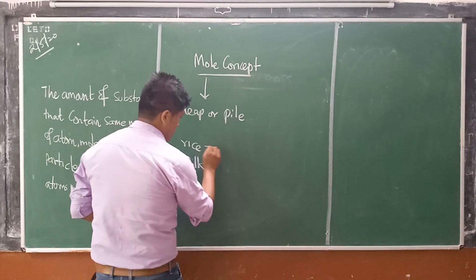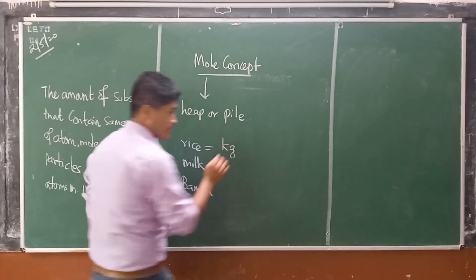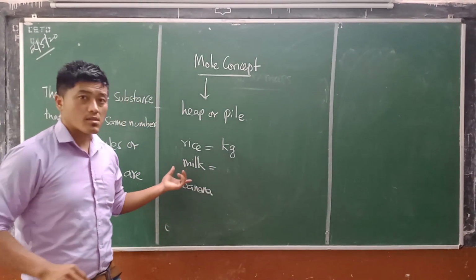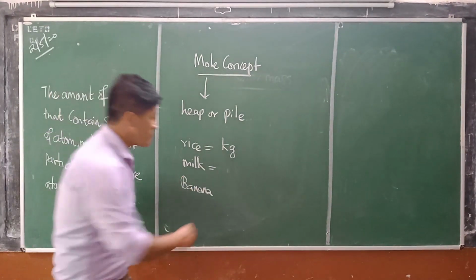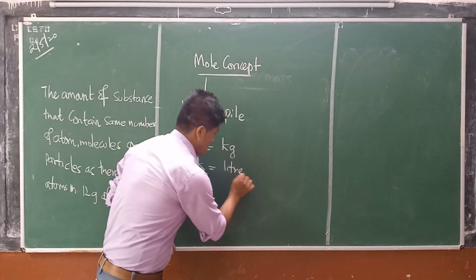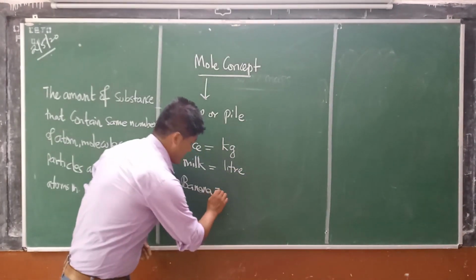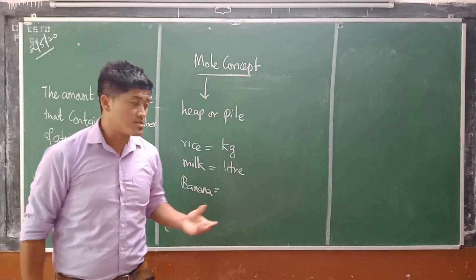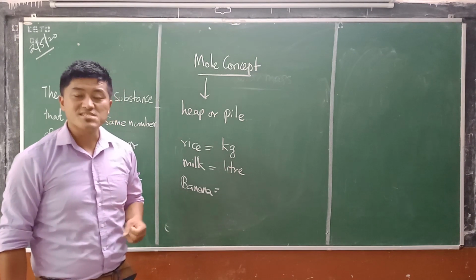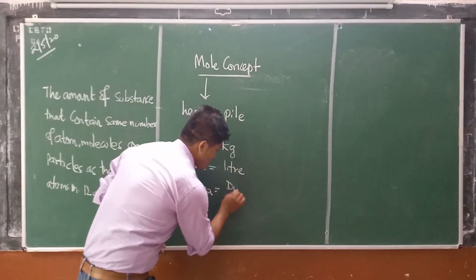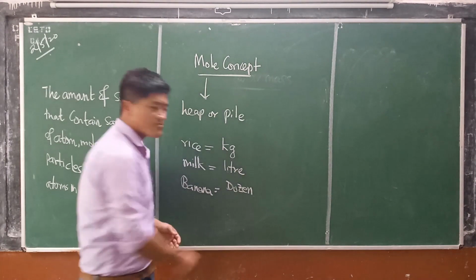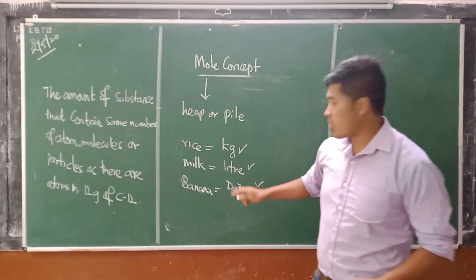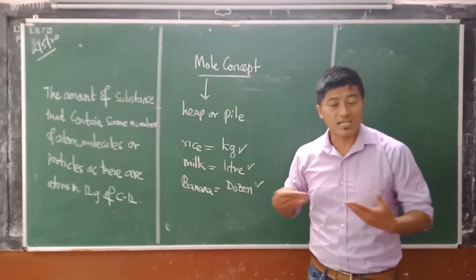So in that case, we are measuring in kilograms. And when you think about milk, we normally talk in terms of liters. Now in the case of banana, we say, give me a dozen bananas, or you say it in terms of eggs and everything. Dozen means 12. So we have these different measuring units, kilogram, liter or dozen, which we use in our daily life.